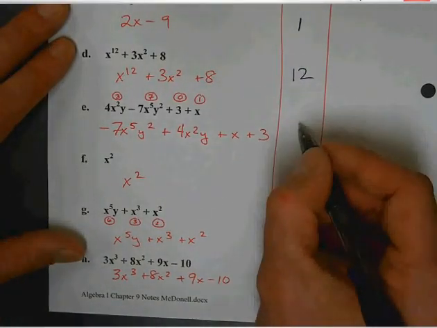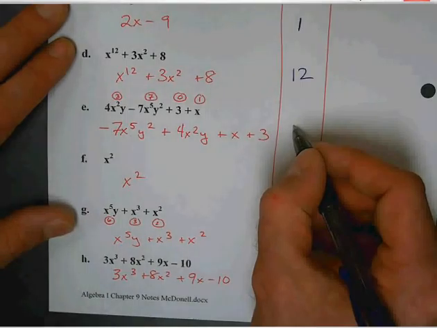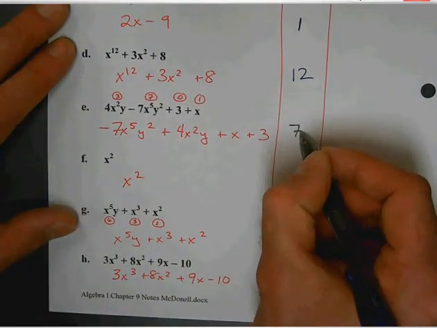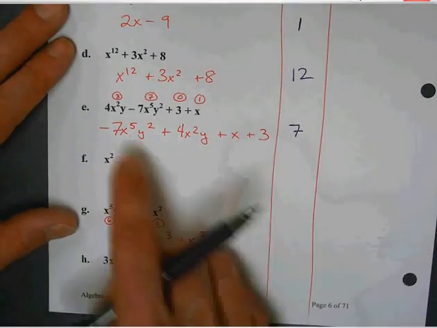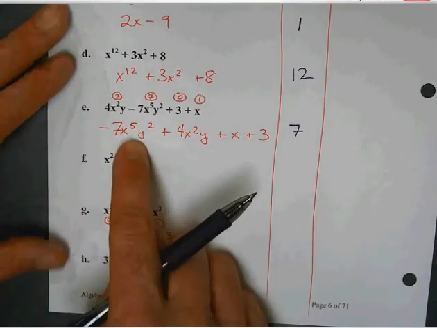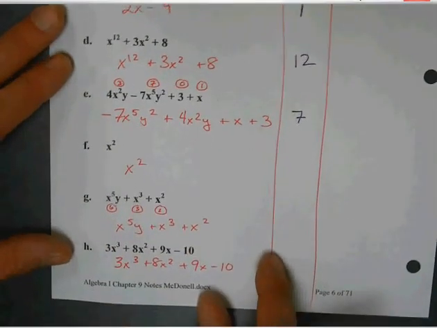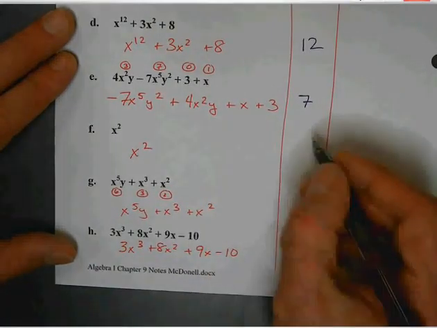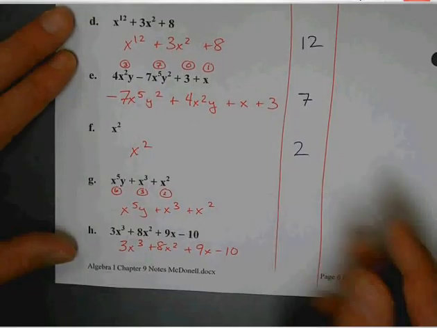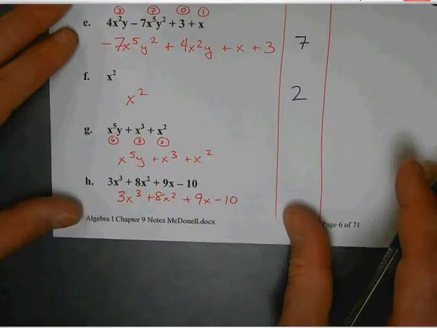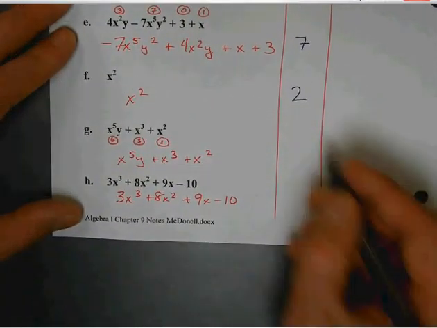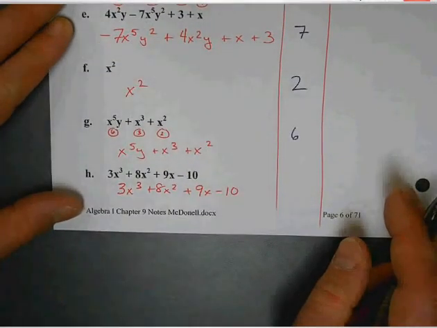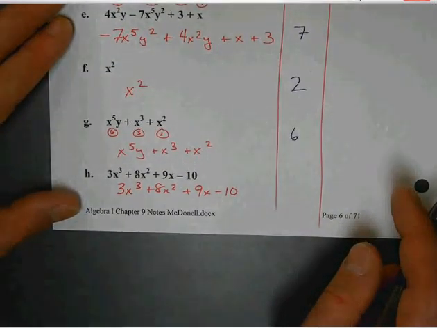Why? Because 7x to the 5th y squared. Okay. You add the exponents of the highest one. F? Kyle? 2. Good. 2. G? Mr. Robbins? 6. 6. And H? Mr. Switek? 3.